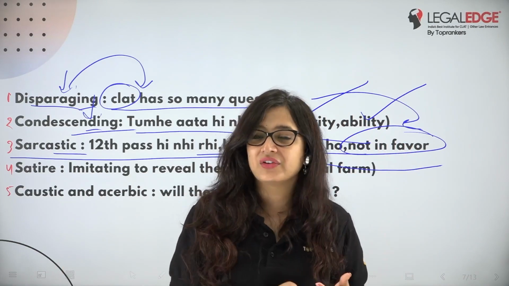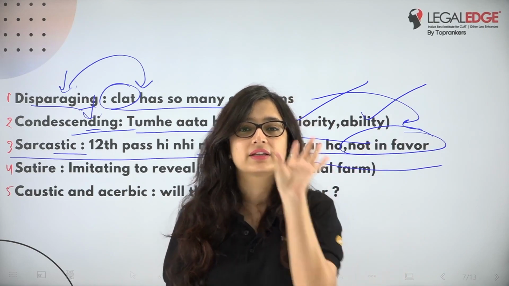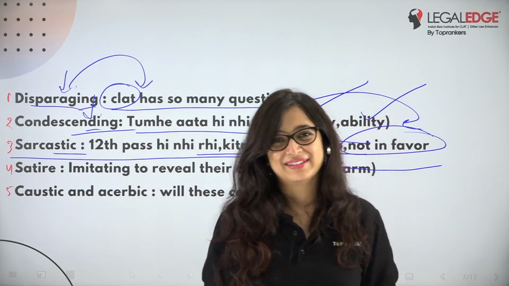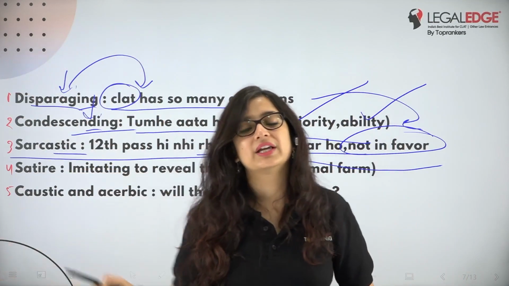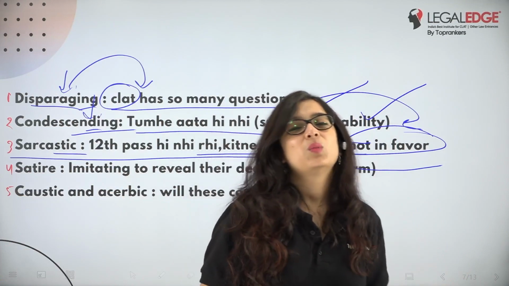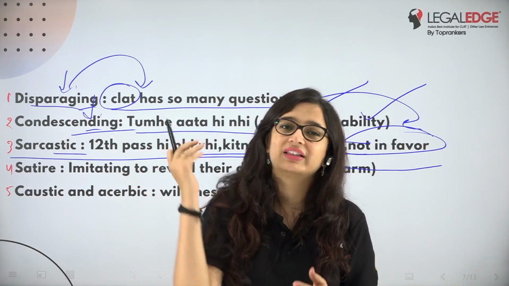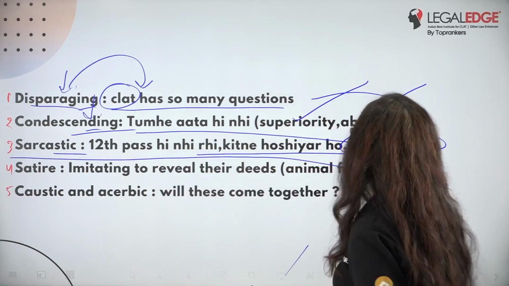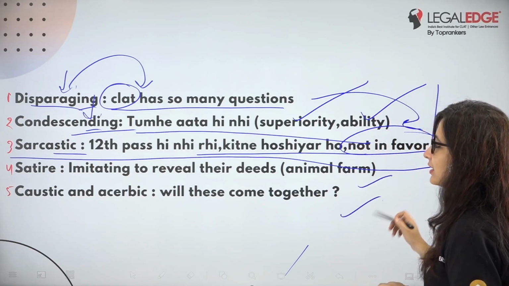Sarcasm is generally identified only with one thing, that the author is not in favor of what you are doing. The author is not in favor to what the government is doing. The author is not in favor with what the politicians are doing, or the author is not in favor with the judgment which has been recently passed. So ये 3 हो गए एक सेट. नेक्स्ट 2 सेट है satire and caustic.